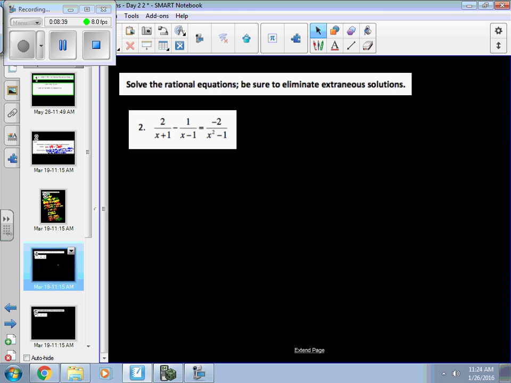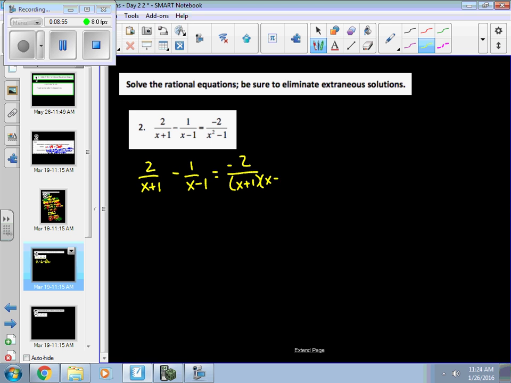Okay, let's try another one of those. On the second problem, we want to do the same thing again. Start by looking at factoring. Nothing factors here. Nothing factors here. The last one, we do have some factoring. It's a difference of squares in the denominator of that. Okay, so now we got to get a common denominator. Looks like x plus 1 times x minus 1 is the common denominator.